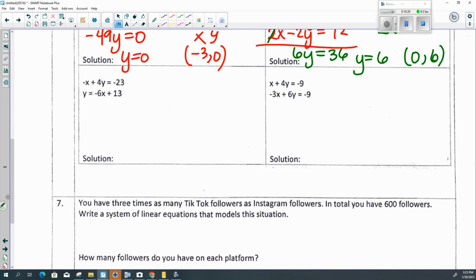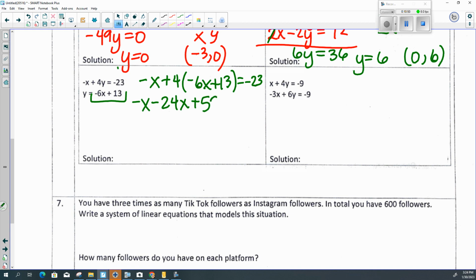What's the easiest way? Well, these are not lining up very well. Substitution might be the best because it's already solved for y. So negative x plus 4, instead of the y, I'll put negative 6x plus 13 equals negative 23. So I've got to distribute here. These are going to be some big numbers. Let's see, 13, 2.